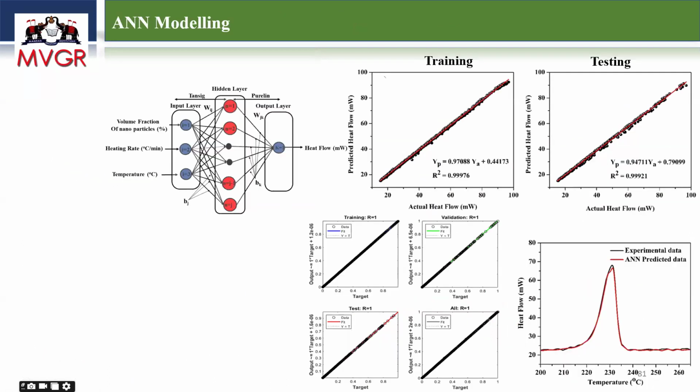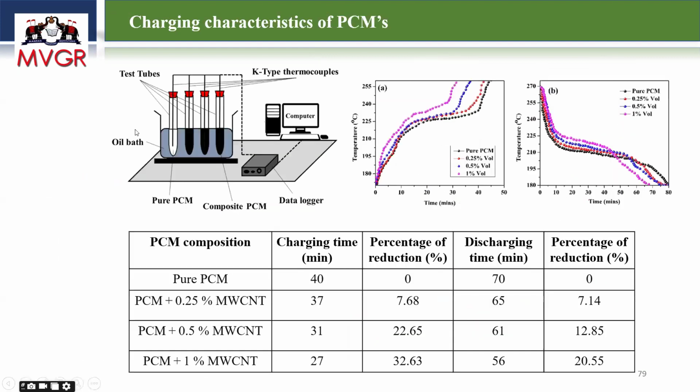And here I also developed ANN modeling. Here, how many samples are there? Four samples are there, by volume fraction. So pure PCM is there.